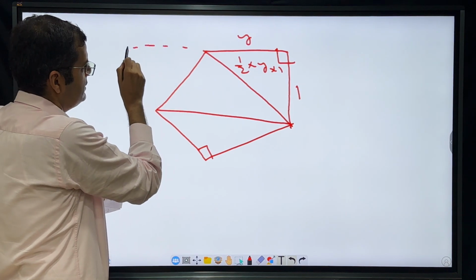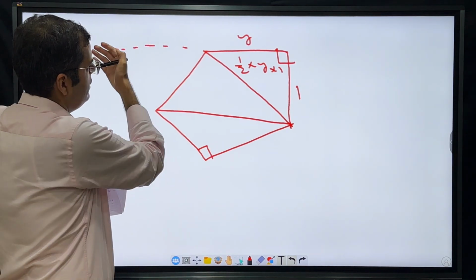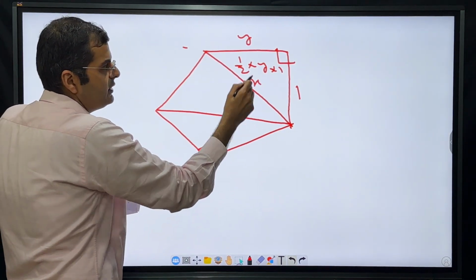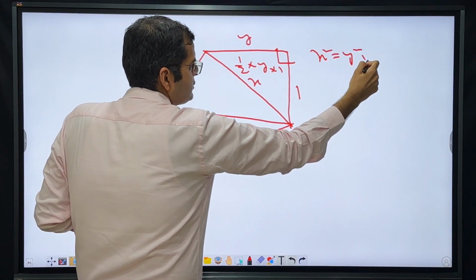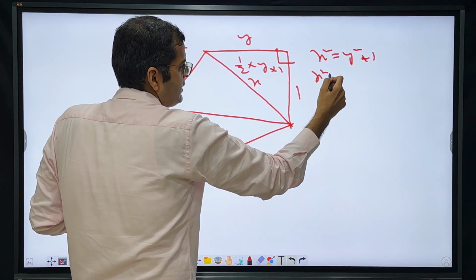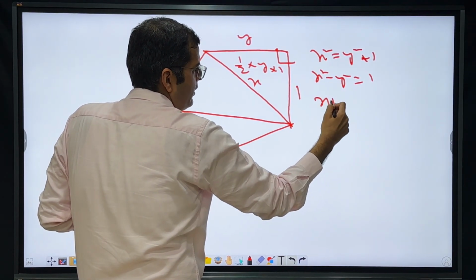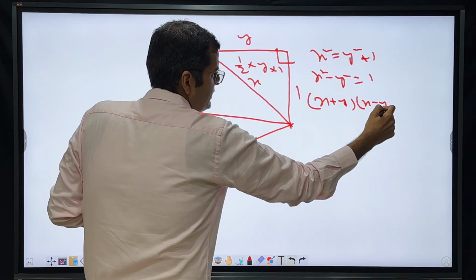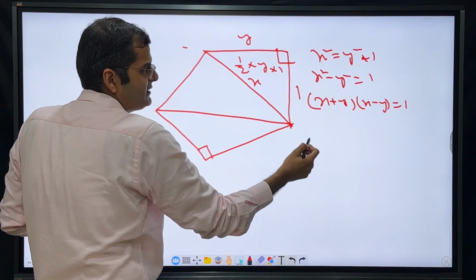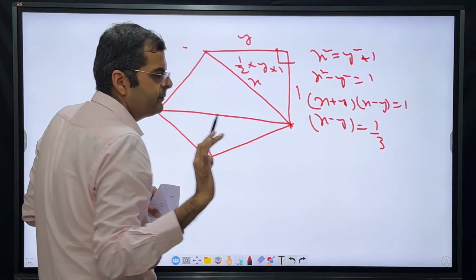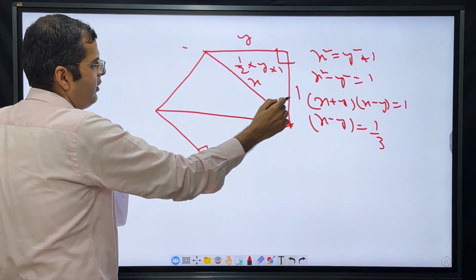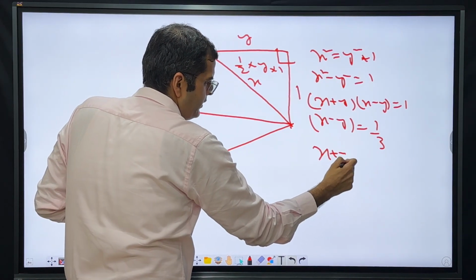Now this part is just the folded part, because that was this x part till here. So this was the x part which is folded now. That means this is x. So in this right angle triangle, x square is equal to y square plus 1, or x square minus y square is equal to 1, or x plus y times x minus y is 1. I know x plus y is 3. So x minus y will be 1 by 3. I already know that x plus y is 3.